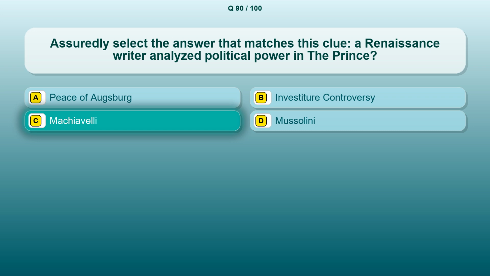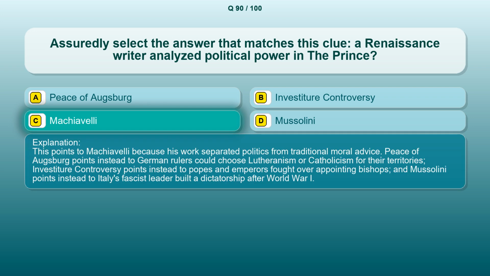The correct answer is option C, Machiavelli. This points to Machiavelli because his work separated politics from traditional moral advice. Peace of Augsburg points instead to German rulers could choose Lutheranism or Catholicism for their territories. Investiture controversy points instead to popes and emperors fought over appointing bishops, and Mussolini points instead to Italy's fascist leader built a dictatorship after World War I.